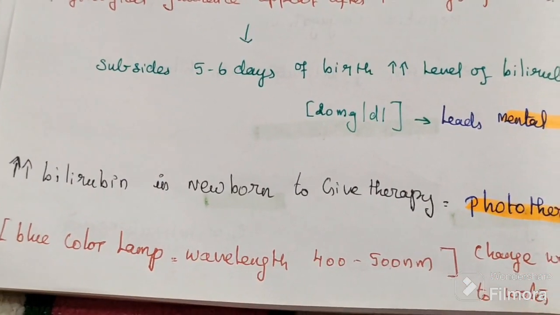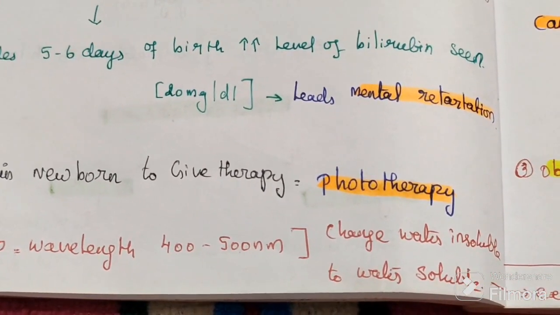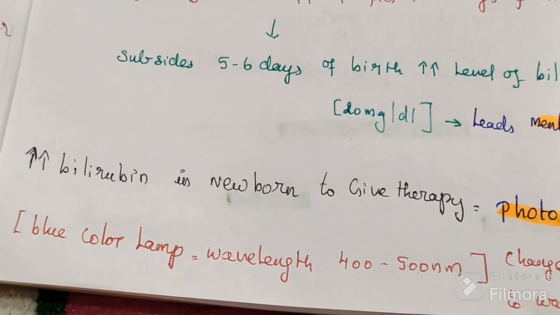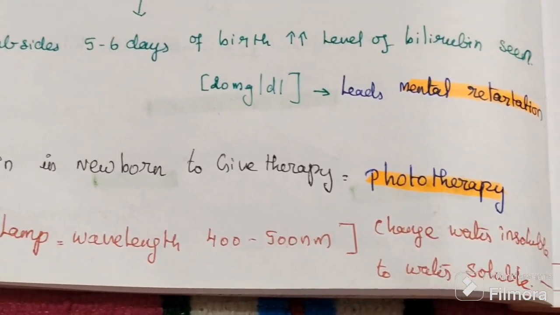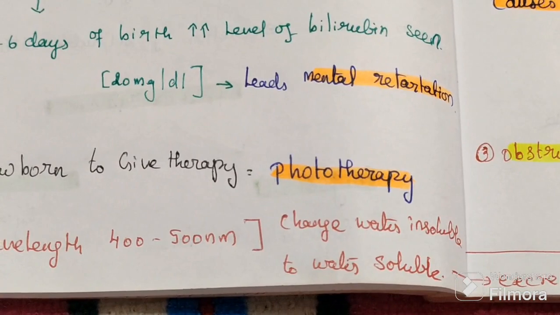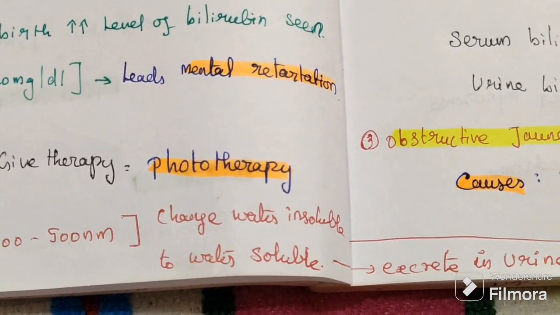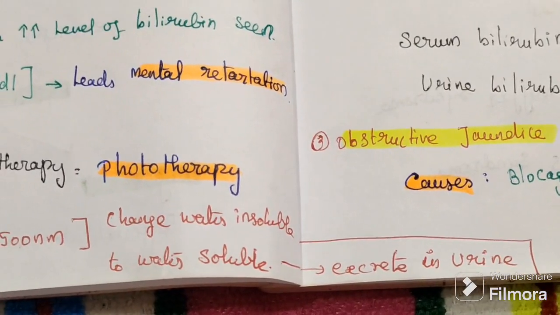So for increased bilirubin level in newborns, the therapy is called phototherapy. We use a blue color lamp with wavelength 400 to 500 nanometers, which converts insoluble bilirubin to soluble, and then it is excreted in the form of urine.